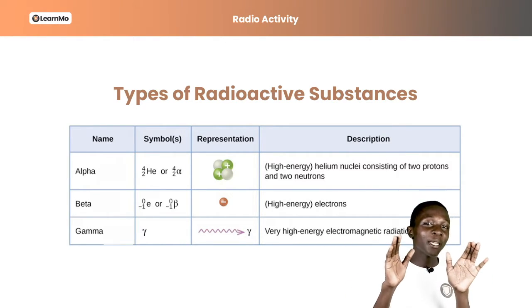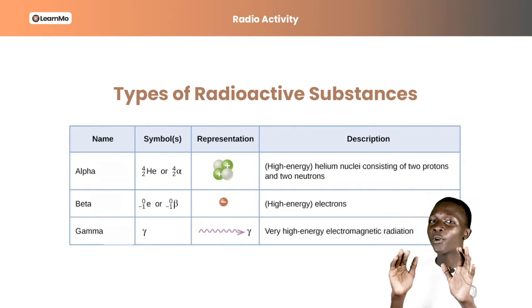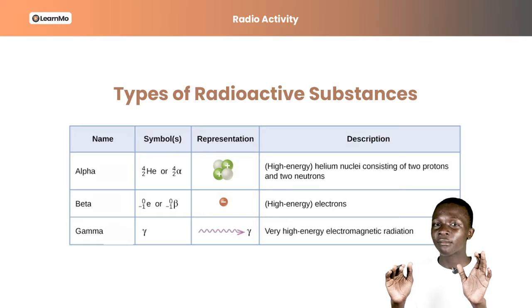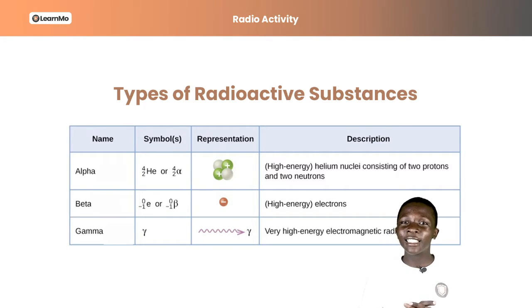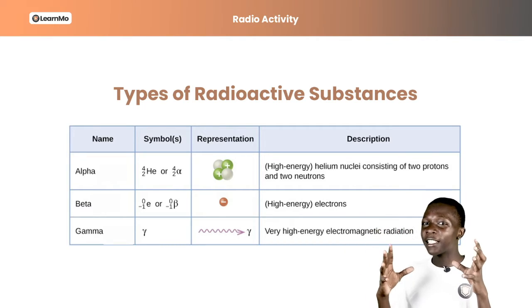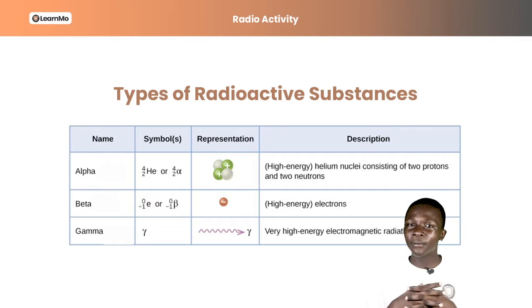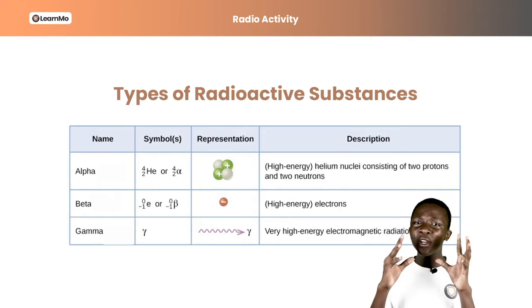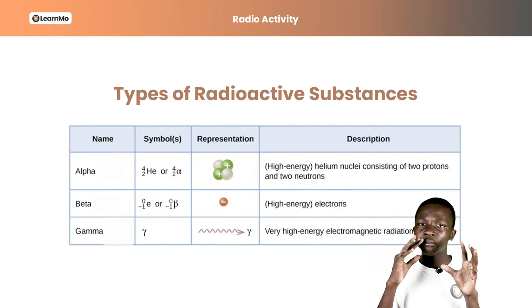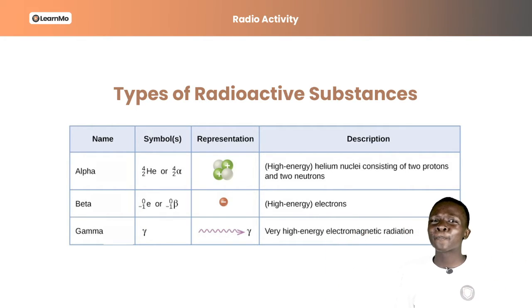Let's talk about beta particles. Now, a beta particle consists of only 1 electron, and it is negatively charged. It is affected by magnetic field and has got a very weak ionization power. But nevertheless, it can be stopped by aluminum foil. It also has got a very high penetrating power. And also, they are affected by magnetic fields.